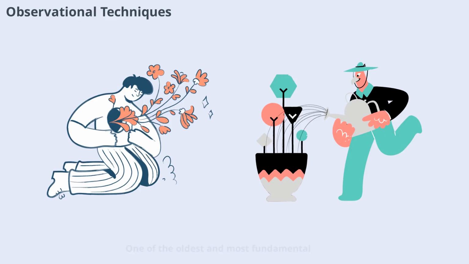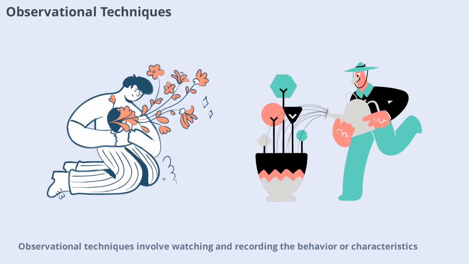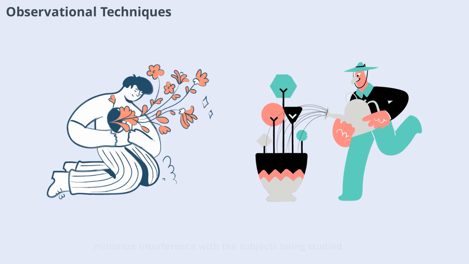One of the oldest and most fundamental data collection methods in biology is observation. Observational techniques involve watching and recording the behavior or characteristics of organisms in their natural environment or under controlled conditions. This method is especially valuable for studying animals in the wild, plant growth, or microbial activity. Observations can be qualitative, such as noting color changes, or quantitative, like counting the number of individuals in a population. The key is to remain objective and minimize interference with the subjects being studied.